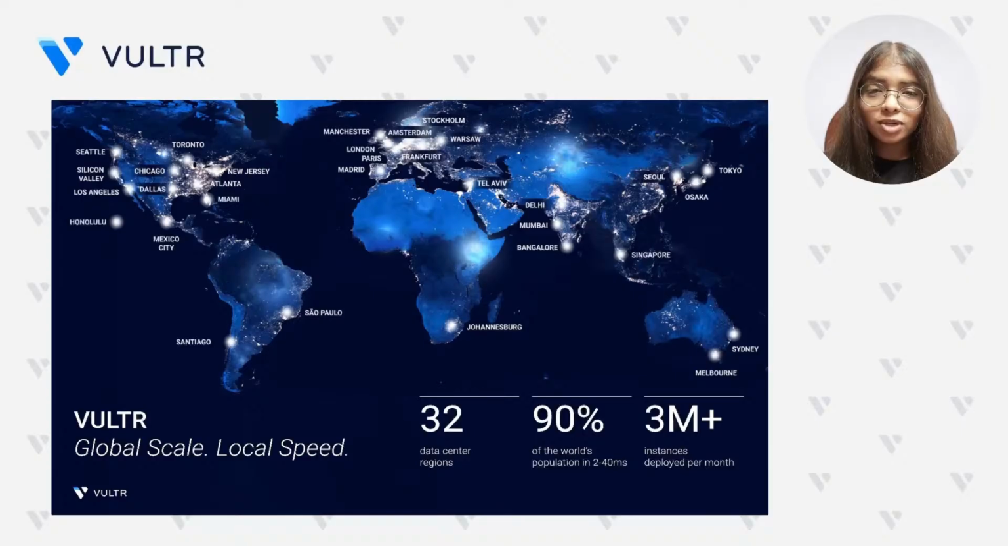Our global footprint rivals the hyperscalers with 32 data center locations spanning 6 continents. That infrastructure allows us to reach 90% of the world's internet population in just 2 to 40 milliseconds. Currently, there are 3 million instances deployed on our platform per month. Our compute hypervisors use kernel-based virtual machines, which means near-native performance with full isolation.